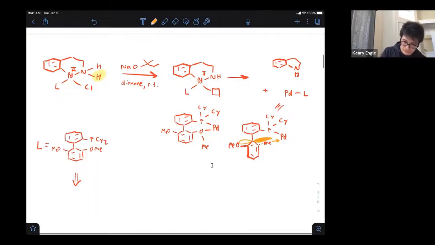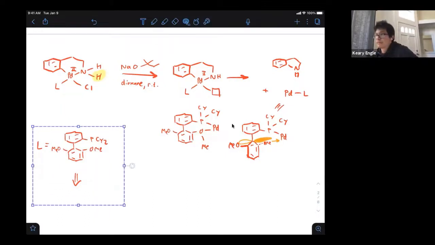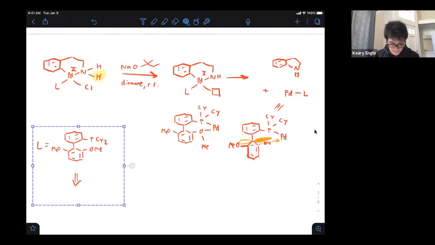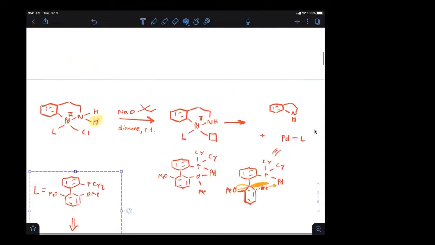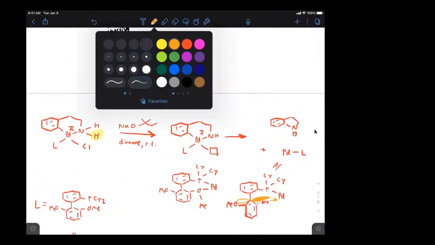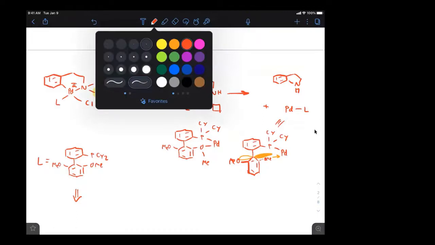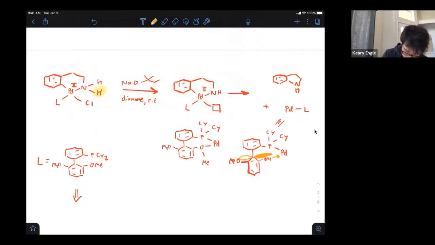And then part B asks, how would you make this thing? Any thoughts here, Stone? Just cross couple. Cross couple what? Maybe the two, like the Negishi reagent on the bottom with the aryl bromide on top. The ligand here first. Okay, let's tackle the ligand.